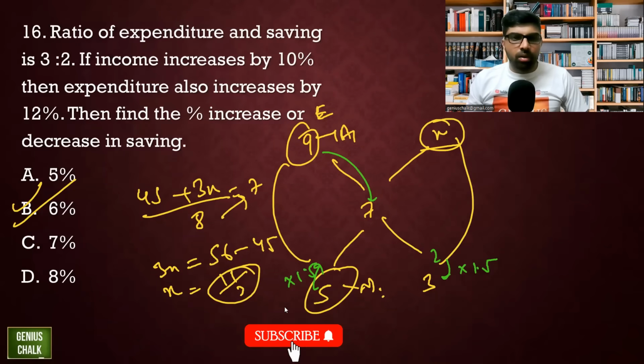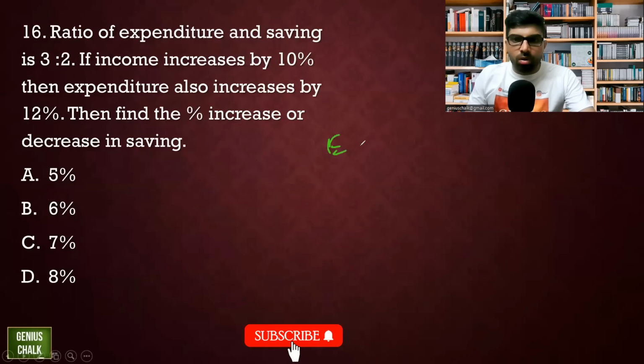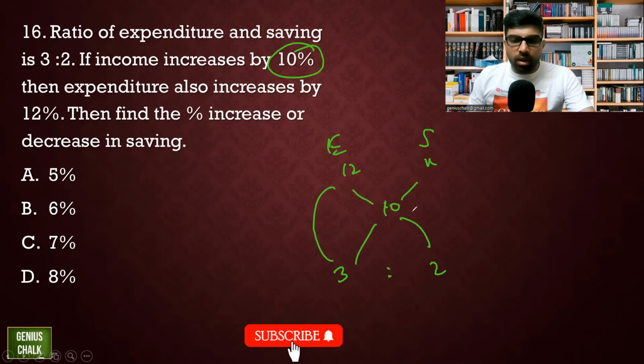Next one, ratio of expenditure and saving is 3:2. Income increases by 10%. Income is in the middle. Expenditure also increases by 12%. This we need to find. So we can apply the same thing. Here it is easy. Directly you can see 12 minus 10 is 2.